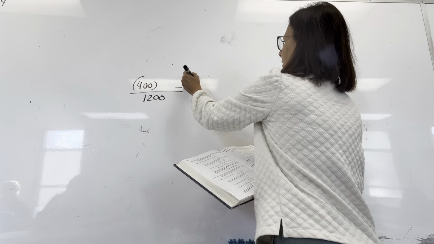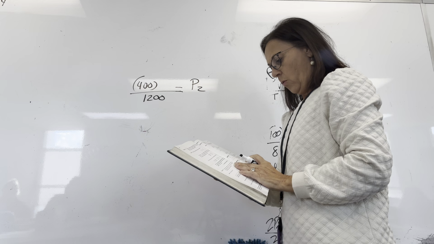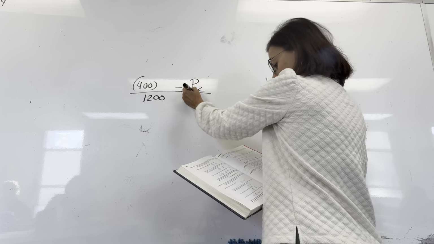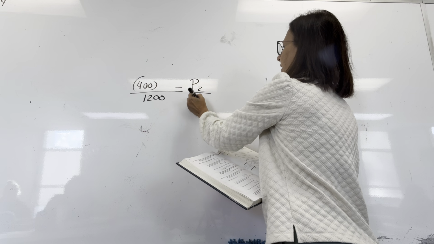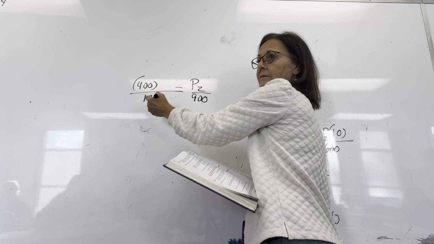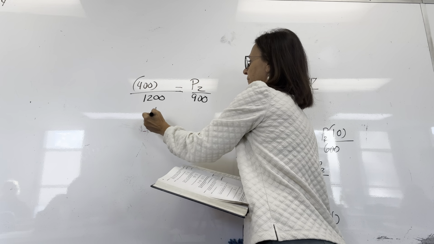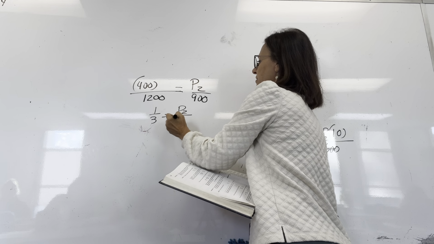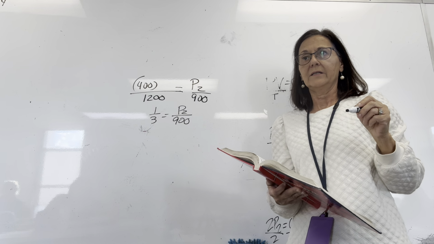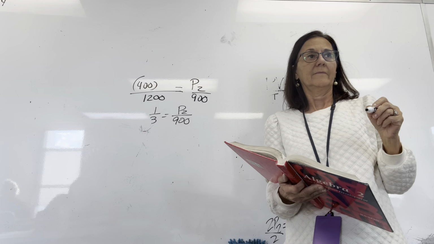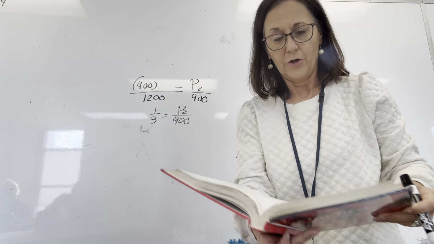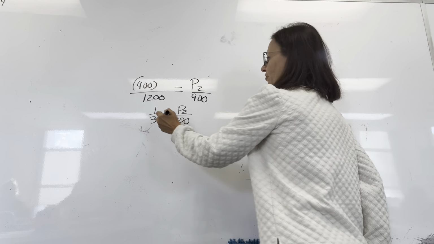What was the pressure? That's what we're solving for. What was the pressure if the temperature was decreased to 900 kelvins? Well, this is 1/3, right? 1/3 equals P2 over 900. Can anybody already tell me what P2 is? 300 newtons per square meter.